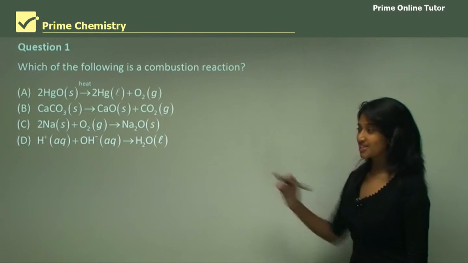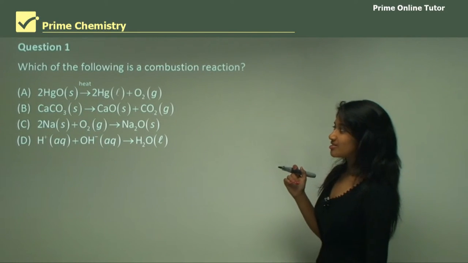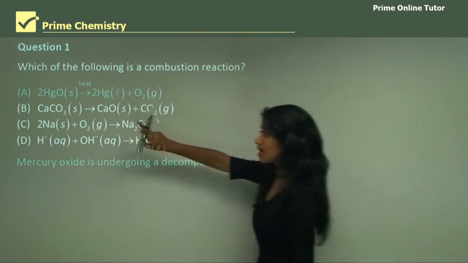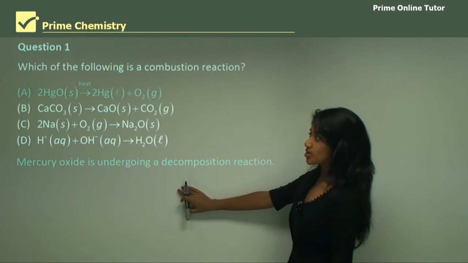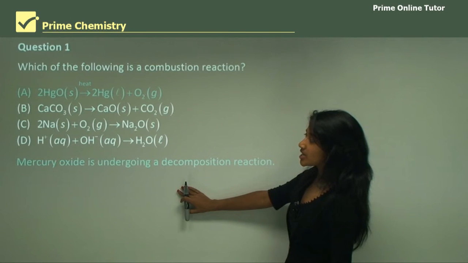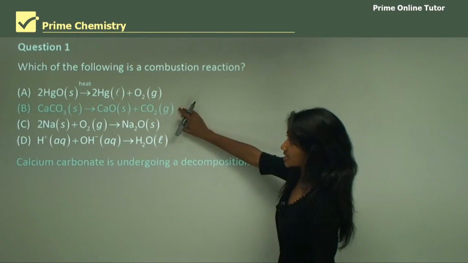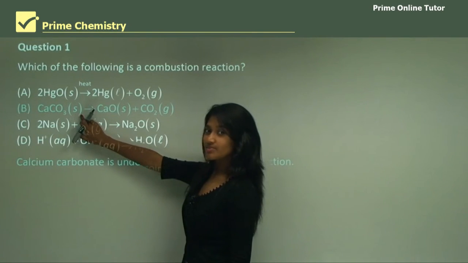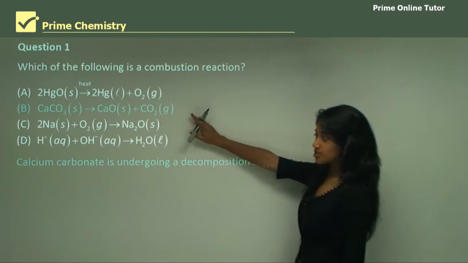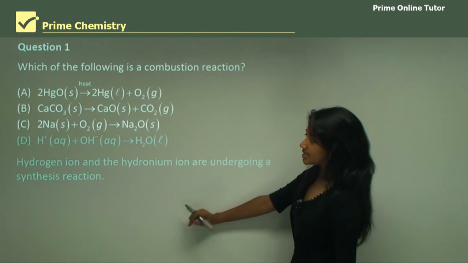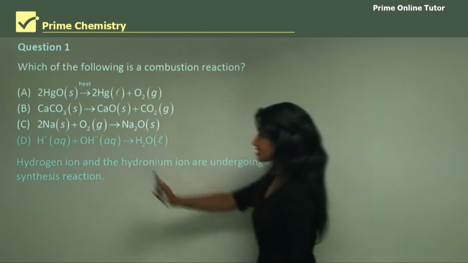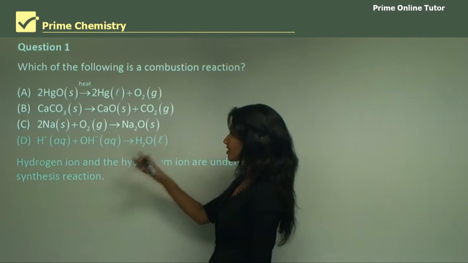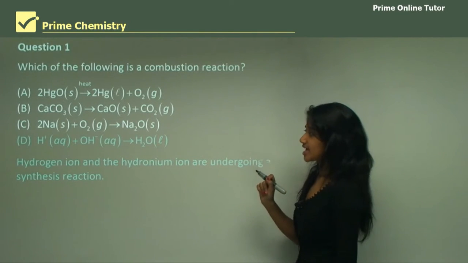Now we have 4 options here. We'll consider each. So is it option A? Option A is not a combustion reaction, it's a decomposition reaction, as you can see. So option A is not the answer. Option B, which is a carbonate decomposing again. So because it's not reacting with another species, it's not option B. D is an ionization reaction where hydrogen ion and the hydroxide ion are reacting together to form water. So option D is not the answer.